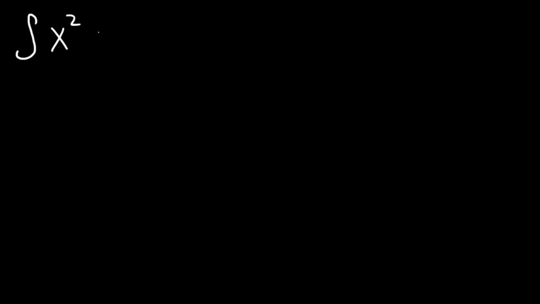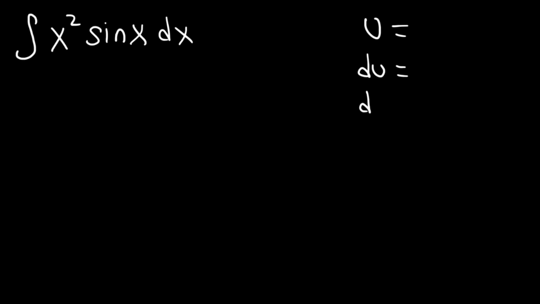Let's find the indefinite integral of x squared sine x dx. So which part should be u and which part is going to be dv? We need to make u equal to x squared, and we need to differentiate it twice to bring it down to a constant. So this is one of those problems where you have to use integration by parts 2 times.